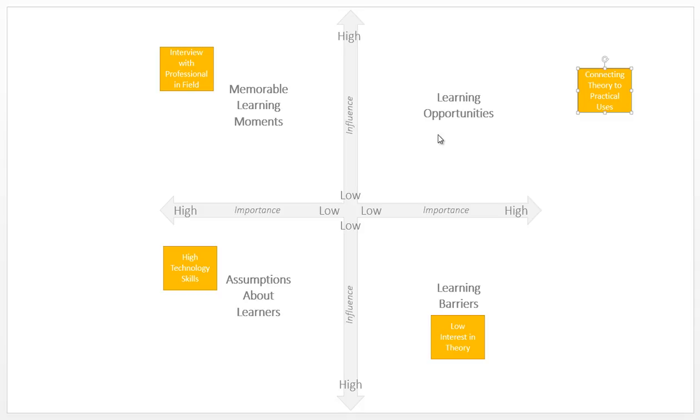So one thing that we might think about as a learning opportunity might be to help students connect theory to practical uses. So we might determine, based on what we saw there in learning barriers, that this is quite a high level of importance. And really, we as educators have a high level of influence on this. So we can plot that in the high category for learning opportunities. And so you can start to see how these 2 elements are somewhat related.